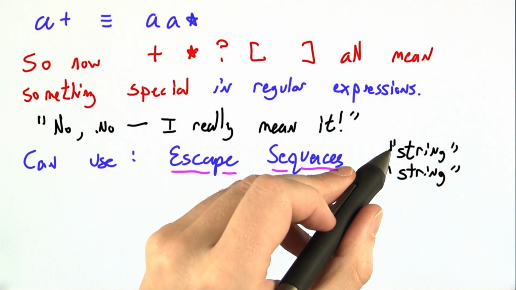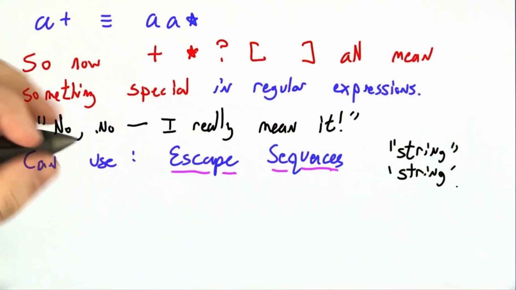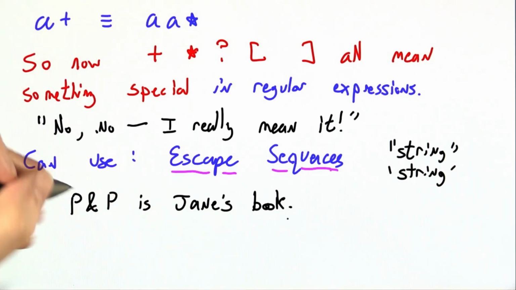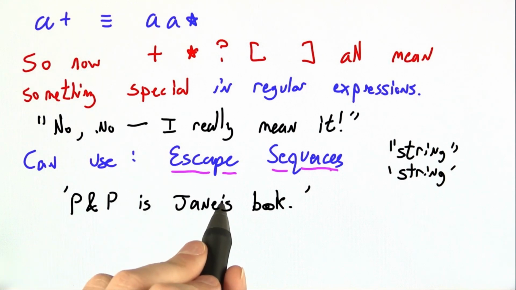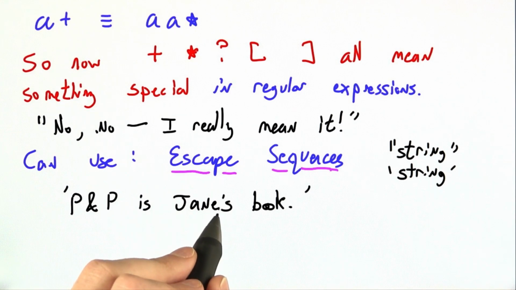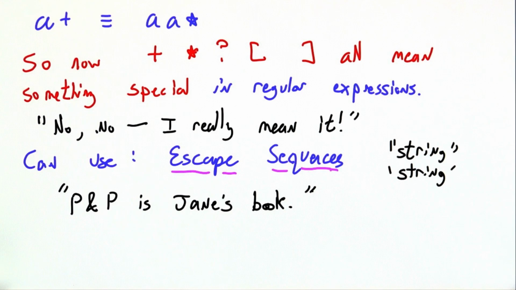In Python, you can declare a string using double quotes or single quotes. So if you want to have a constant string that reads, P&P is Jane's book, if you use single quotes, Python will get confused because you have one here, and one there, and it will think your string ends at the E in Jane. No problem, you say. I will just use double quotes. That's what they're there for.